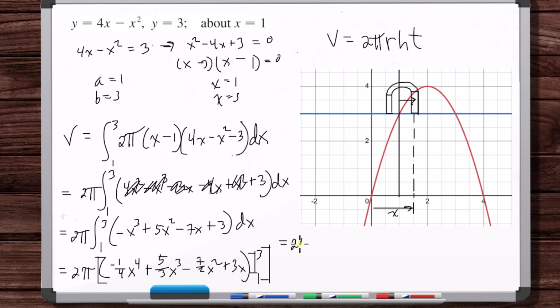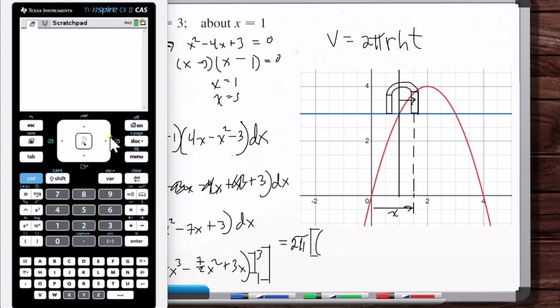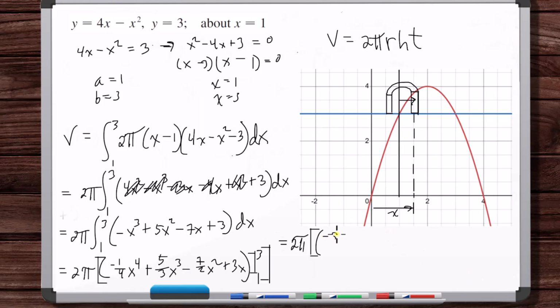Okay, so 2 pi. Now let's plug in 3. So 3 to the 4th is what? 81. Minus 81 divided by 4 plus 3 cubed divided by 3 is 3 squared. 3 squared is 9. 9 times 5 is 45. 3 squared is 9. 9 times 7 is 63. 63 divided by 2 plus 9. Minus 1/4 plus 5/3 minus 7/2 plus 3.